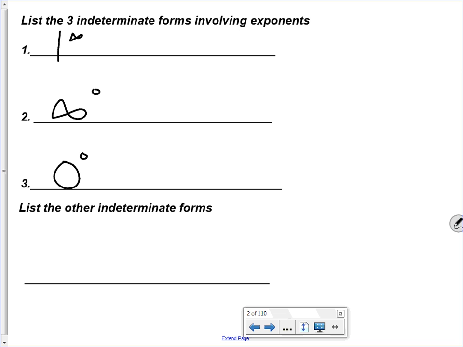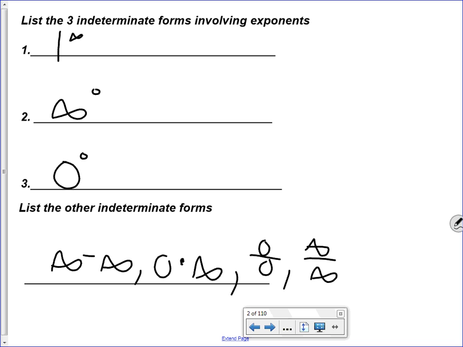Okay, so we have the three indeterminate forms. Okay, infinity minus infinity. Oh wait, I thought I said three because there's four. So 0 times infinity or vice versa. 0 over 0. And this is it, guys. These are all the indeterminate forms, so you don't have to worry. I'm not going to throw anything else in.